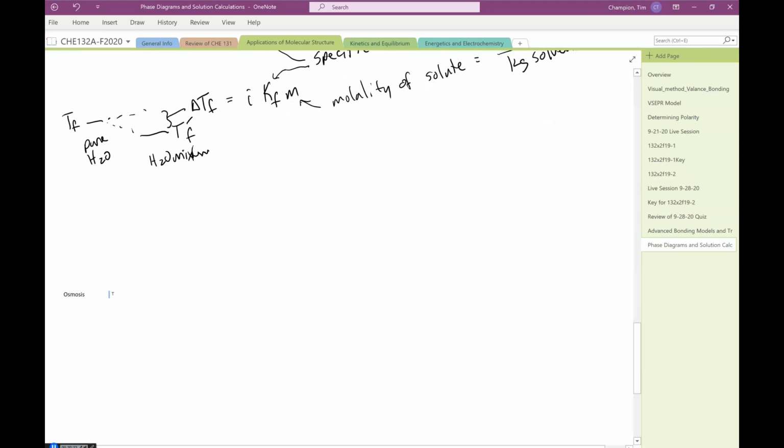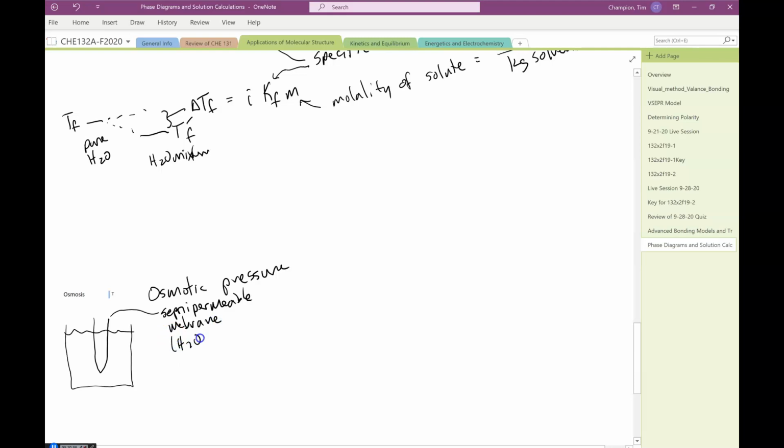Another colligative property is something called osmosis. We talk in terms of osmotic pressure. Now, what osmosis is, and this is very important in biochemistry, let's say we have a solution, and in that solution I have something that has a semi-permeable membrane. That's something that will let, say, water molecules go back and forth, but nothing else.